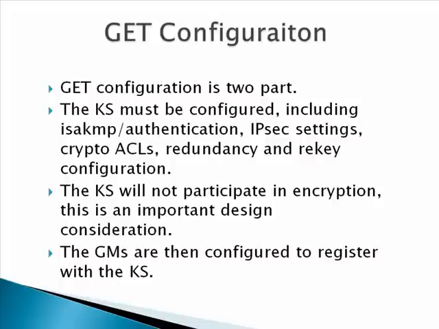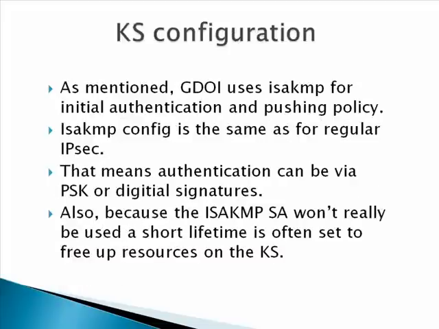Okay, so again, it's a two-part config. First, you configure the key server, then you configure the group members so that they can register with the key server, authenticate, get their policy, and so on. So for the key server configuration, GDOI uses ISAKMP. So you have to configure an ISAKMP policy exactly the same as you would for a regular, plain Jane IPsec tunnel.